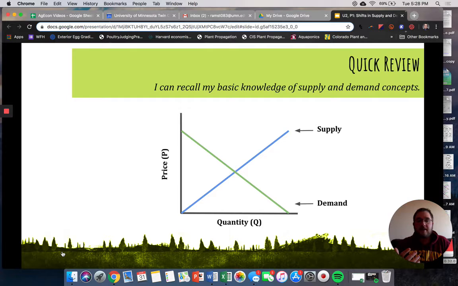This makes sense because if you're a business and you're supplying goods, you're going to want to supply a higher quantity if you're able to sell it at a higher price, and you're going to want to supply a lower quantity if you're selling it at a lower price. Okay, so you want to make money, obviously. That's kind of the way to look at it from a supply side.